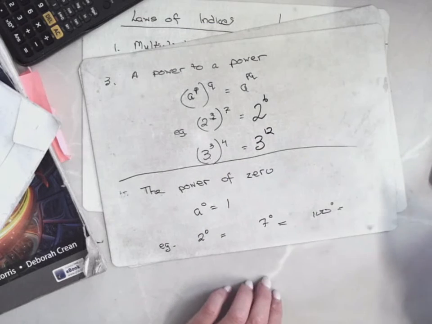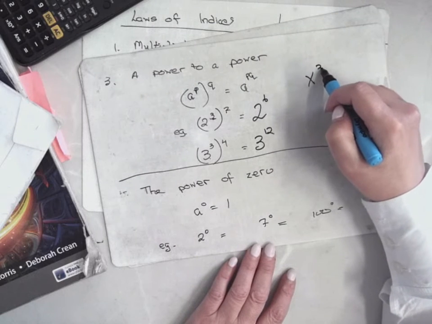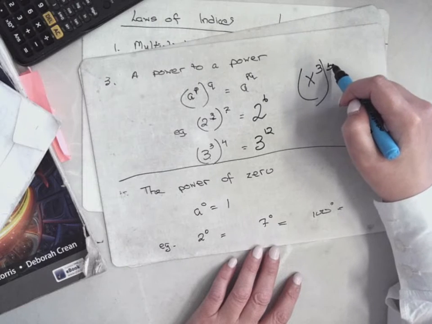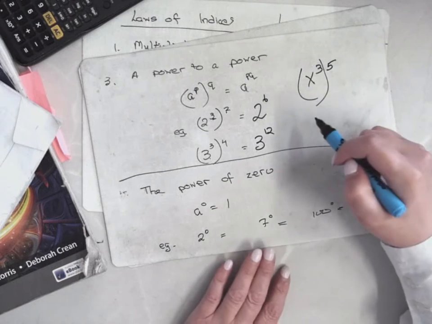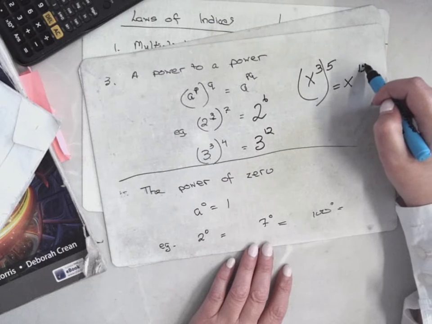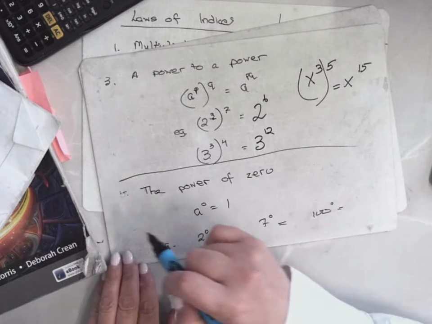Are you all with me? Right, okay. If I have x to the power of 3 all to the power of 5, what would that be? X to the power of 15. Okay, is that alright? So raising a power to a power, you just multiply. Got me? Rule 3, sorted? Right, okay. Rule 4.